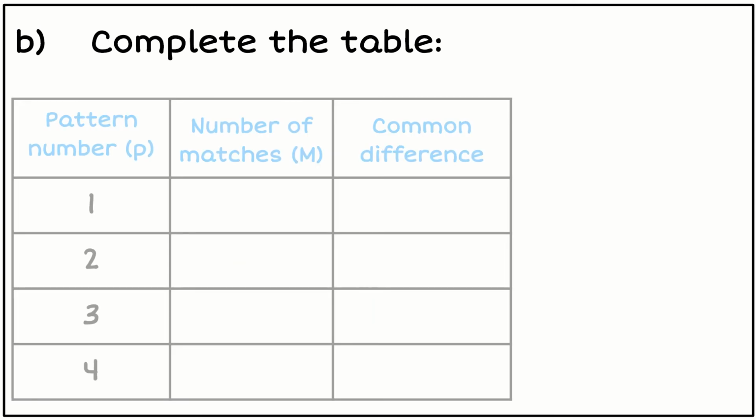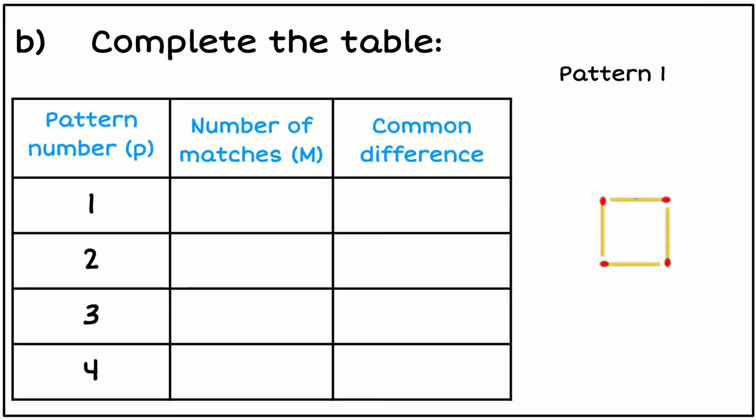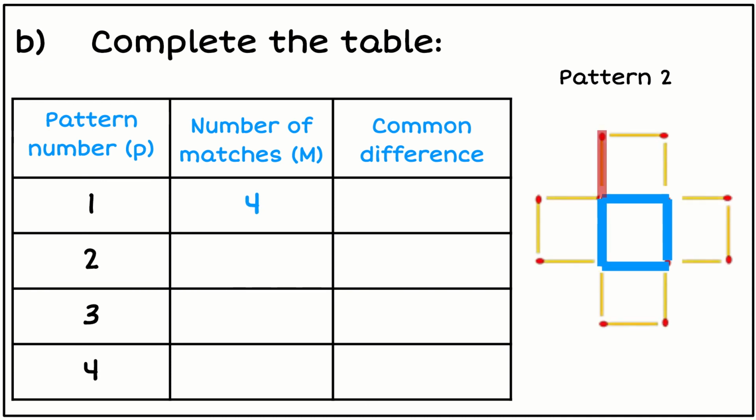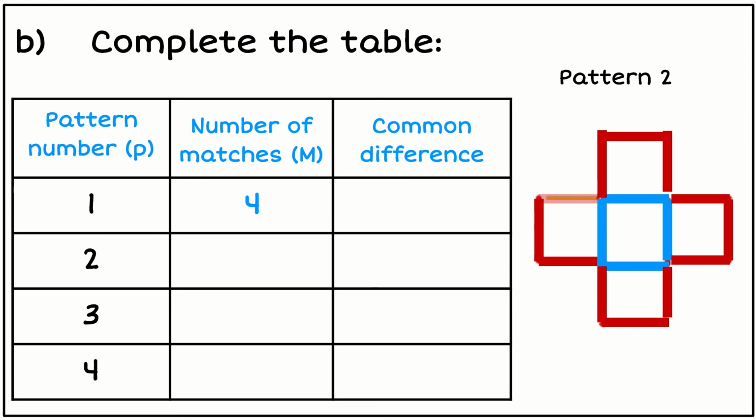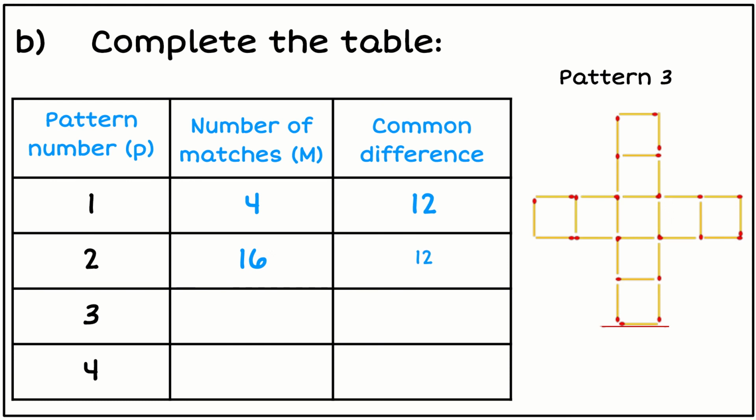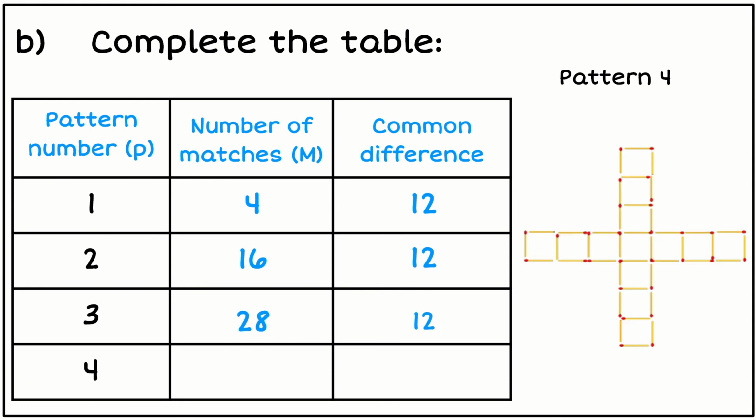Completing our table. We've got our pattern number 1, count the number of matches: 1, 2, 3, 4, so it's got 4 matches. Pattern number 2, let's add on 5, 6, 1, 2, 3, 4, 5, 6, 7, 8, 9, 10, 11, 12. So we've added another 12 matches, which gives us 16 in total. Add on another 12 for pattern 3, another 12 for pattern 4, and there is our table.